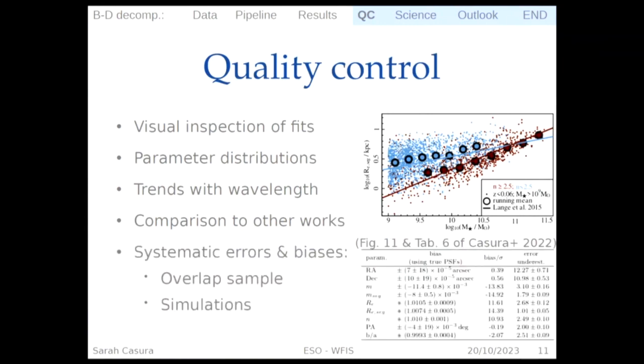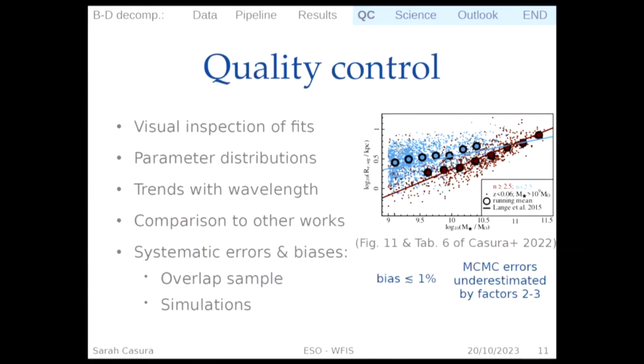And then I don't expect you to read this table, but we did do a detailed investigation into systematic uncertainties and biases with the overlap sample and some simulations that we did exactly for that purpose. And I can tell you biases are below 1% in all parameters. And the systematic errors are a factor of 2 to 3 larger than the random errors from the MCMC alone. So now that we know this, we can take it into account, of course.